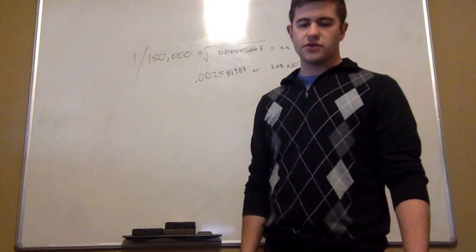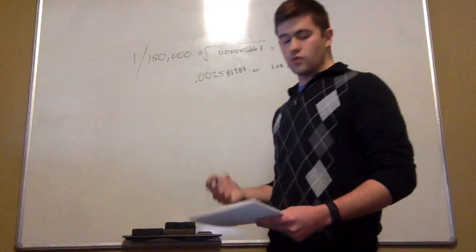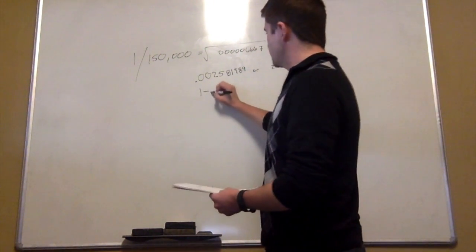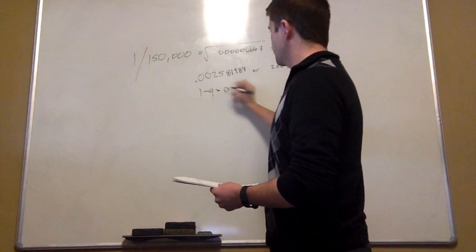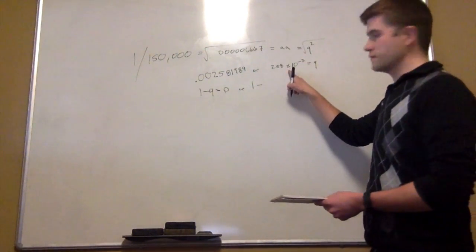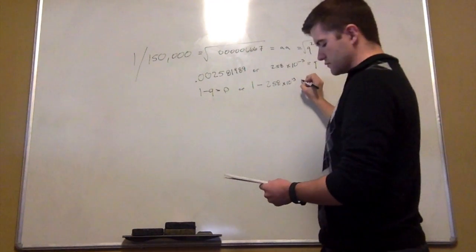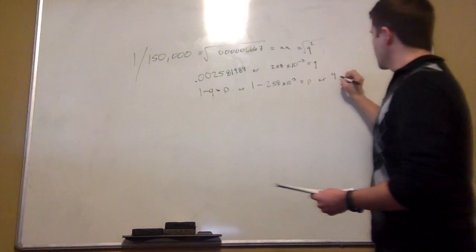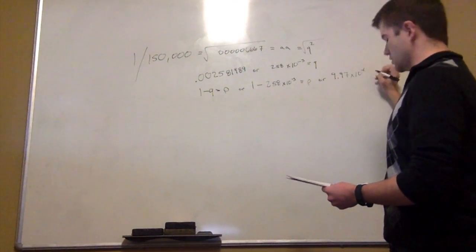Part B says what is the frequency of the capital D allele in this population? To find that number, we take 1 minus q to find our p. So 1 minus q is equal to p, or 1 minus this number, 2.58 times 10 to the negative 3, equals our p, or 9.97 times 10 to the negative 1.